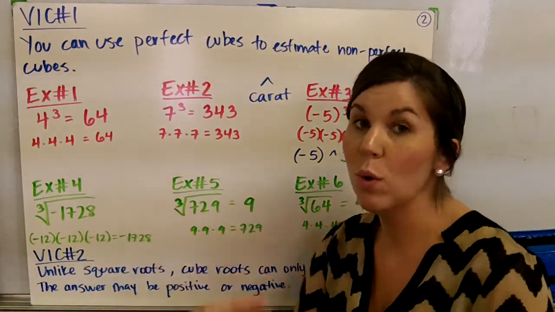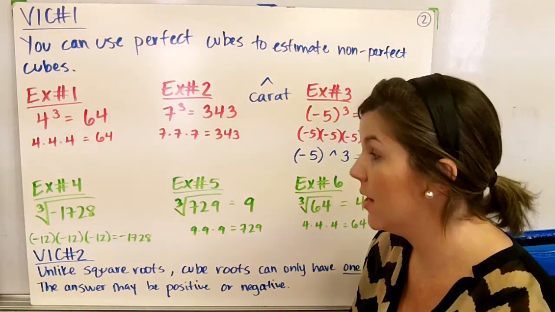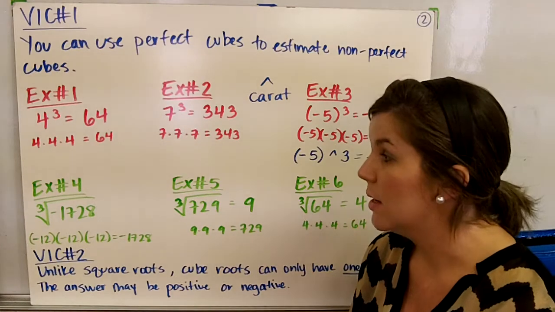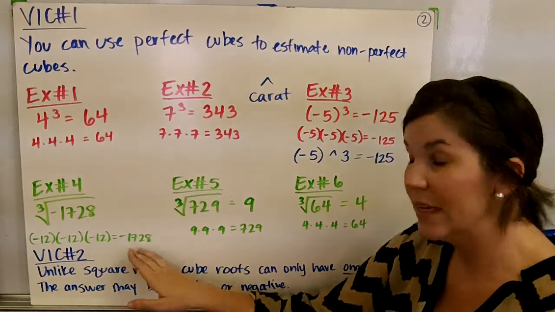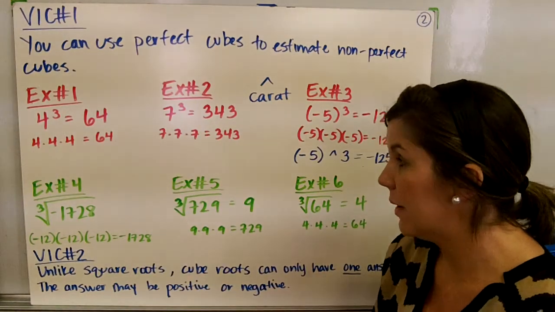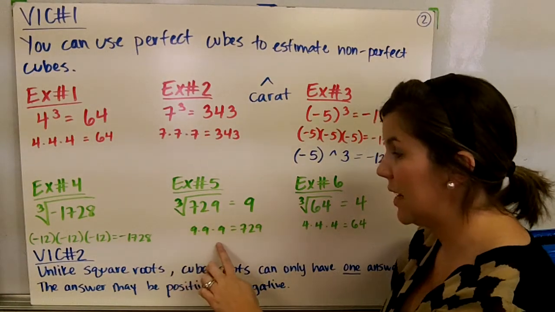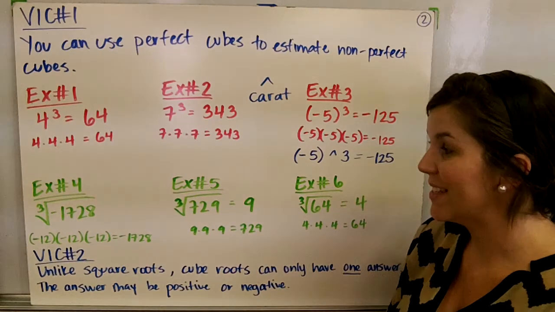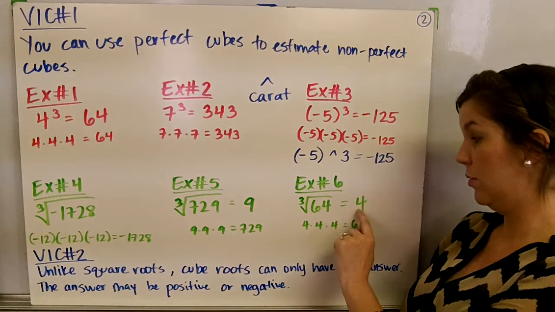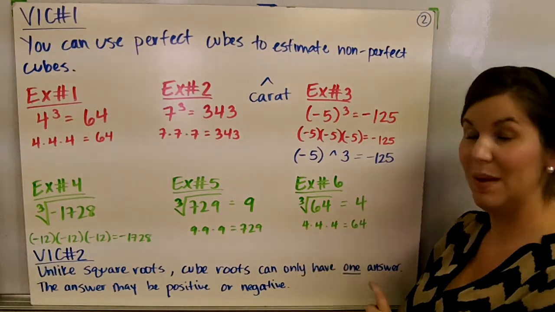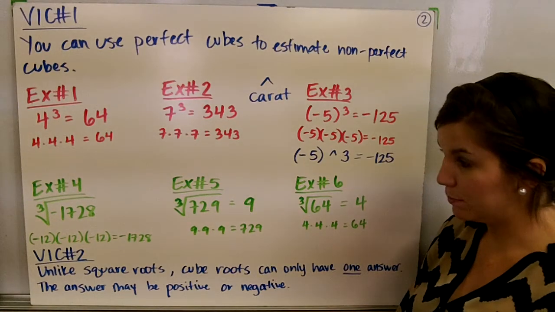Example number 4, the cube root of negative 1,728. So we need to think, what number got multiplied by itself and then multiplied by itself again to give us negative 1,728. So negative 12 times negative 12 times negative 12 gives us negative 1,728. The cube root of 729 is 9 times 9 times 9. So the cube root is 9. The cube root of 64 is 4 times 4 times 4. So 4 was multiplied by itself and then multiplied by itself again to give us 64. So the cube root is 4.